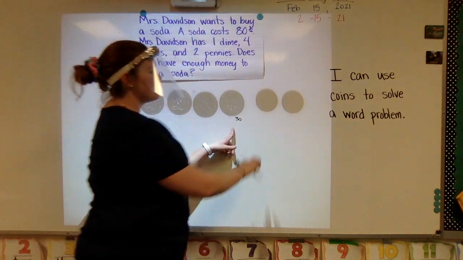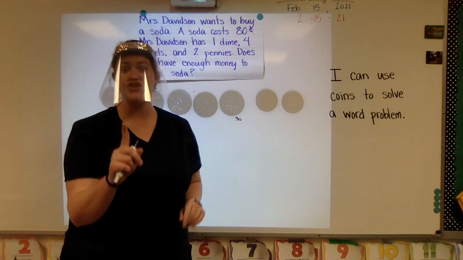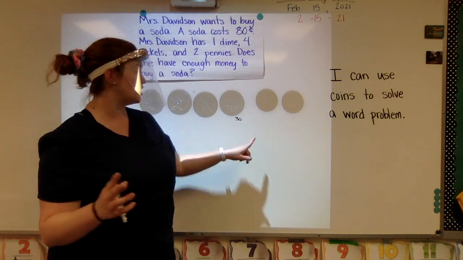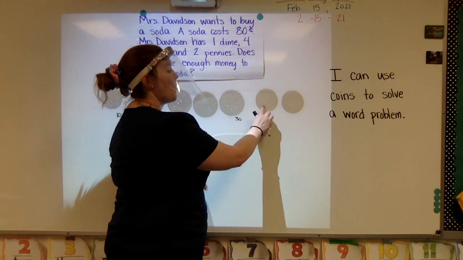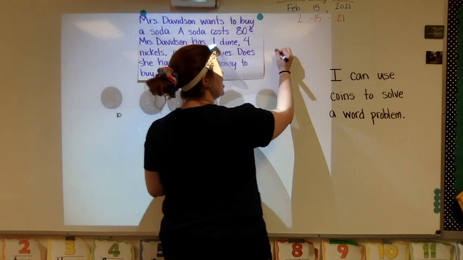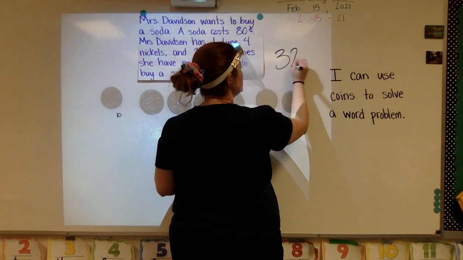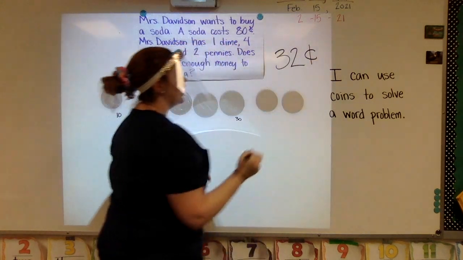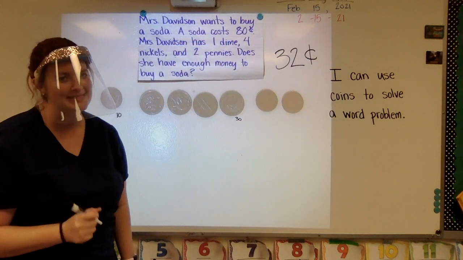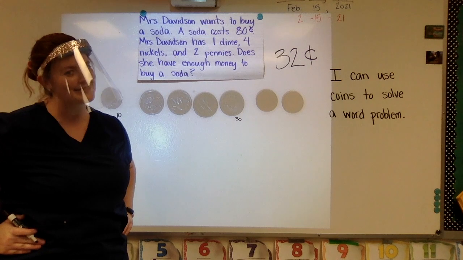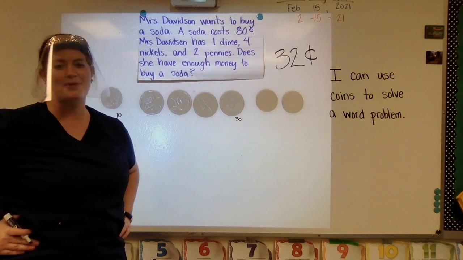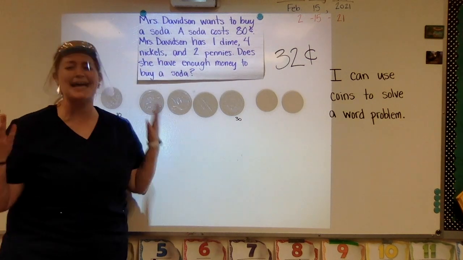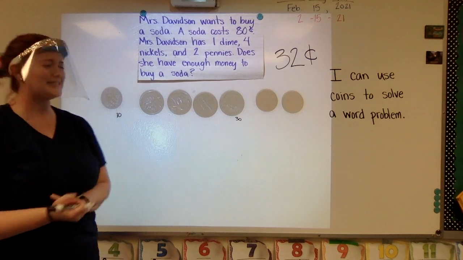Okay, now I'm ready to count my pennies. A penny is worth just 1, so I'm going to count by 1s starting at 30. So I have 31, 32. 32 cents. Uh-oh. Does Miss Davidson have enough money to get that soda? Poor Miss Davidson. No, she doesn't. That is so sad. I'm sorry, Miss Davidson.